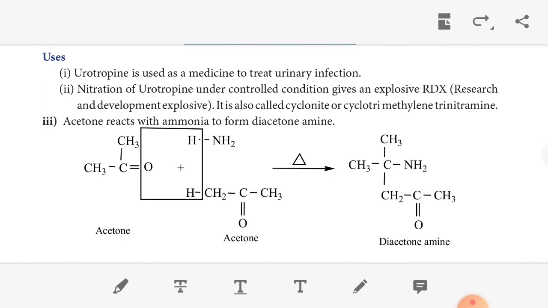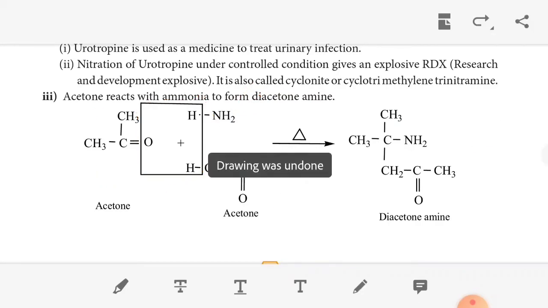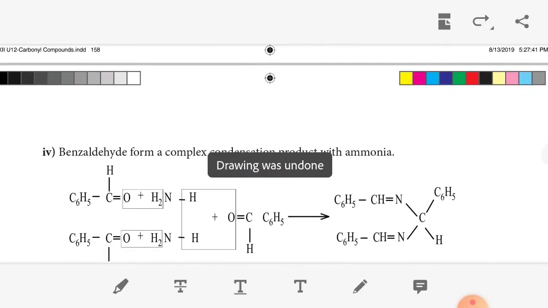The next one, acetone reacts with the ammonia to form diacetonamine. So this is acetone, CH3 CO CH3. It reacts with ammonia, NH3. Acetone plus acetone react with ammonia. Here one acetone, then another acetone reacts with ammonia with removal of a water molecule. We get diacetonamine. This is with removal of water molecules, to get the compound diacetonamine.